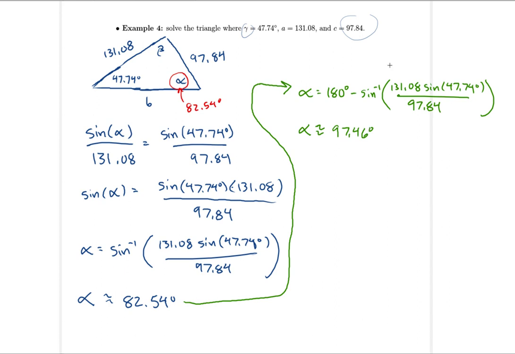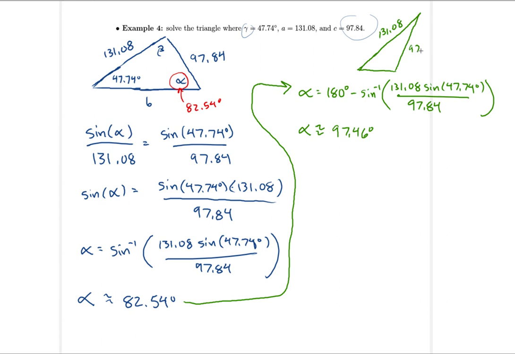Well, what that would look like is, I sketched this triangle up here. So I still got my 47.74 degree angle, right? This is still larger, 131.08. But then if this alpha here is bigger than 90 degrees, then that means it's something like this.